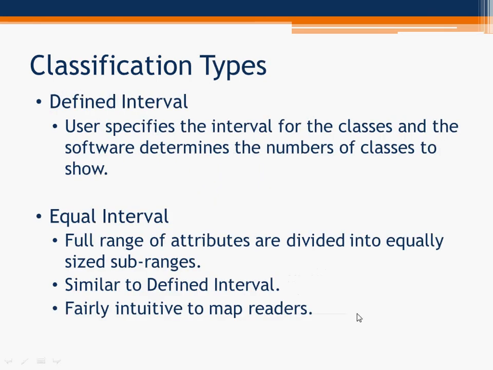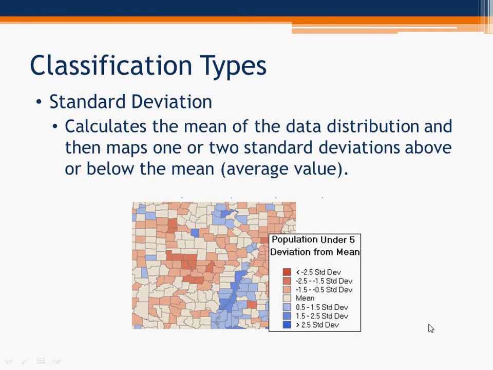So as I jump back here to this equal interval, you just have to remember that with equal interval, the difference between the lowest value and the highest value for each class is going to be the same. So that's why we say that it's similar to defined interval, but in the case of defined interval, you are choosing what the interval is going to be, whereas ArcGIS is doing the work for you with equal interval.